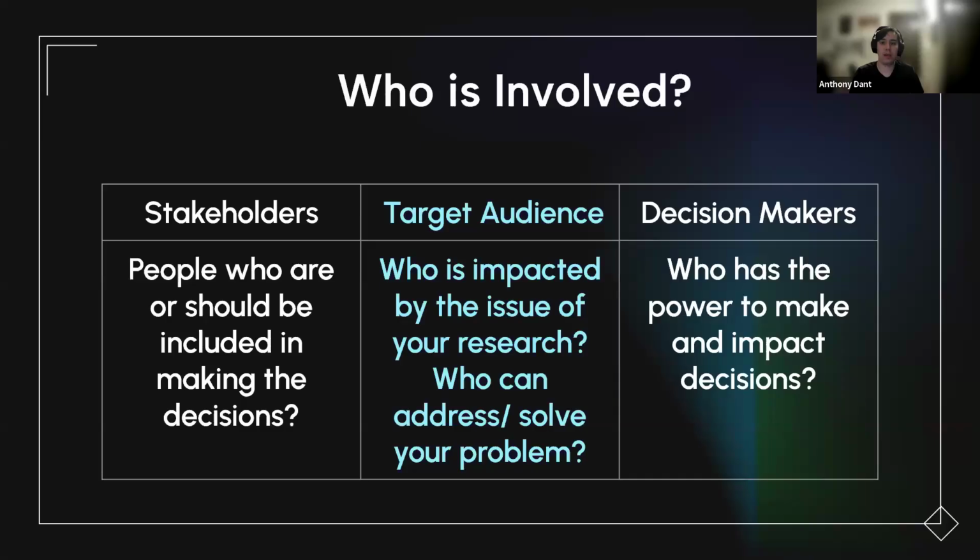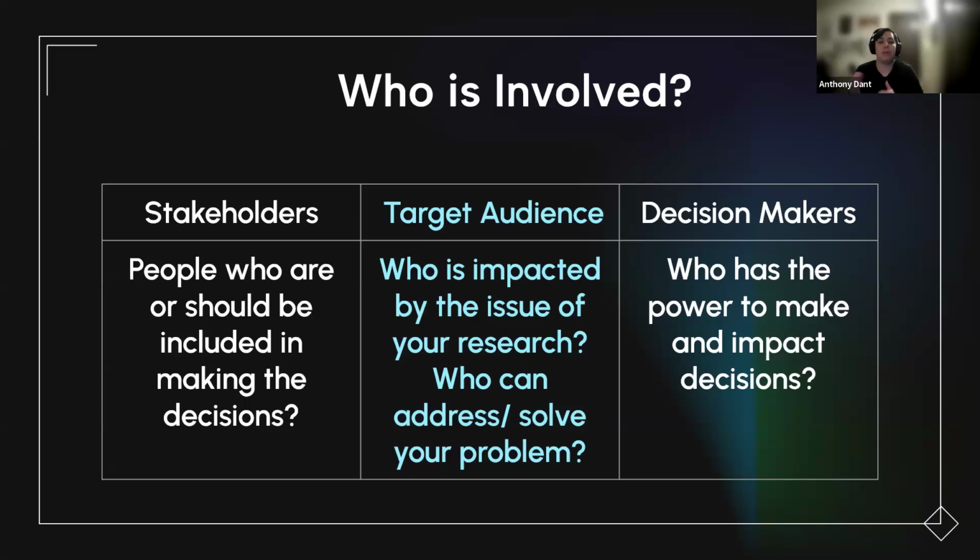There's going to be individual members of the community, of society, of government that are ultimately probably going to be impacting the outcomes of this experiment, the goals of this experiment, and even the funding of this experiment. And these are labeled in particular as stakeholders. These are people who are or should be included in making the decisions.